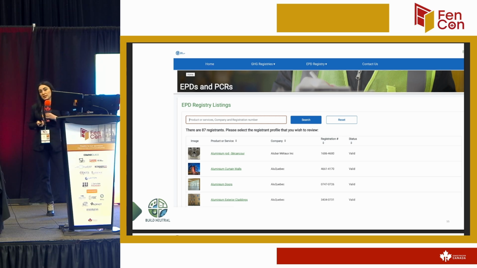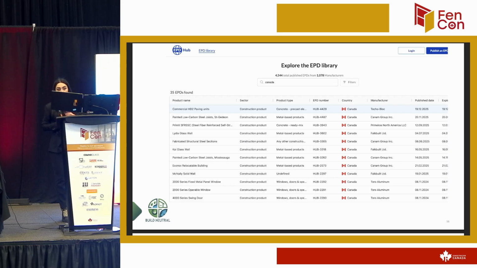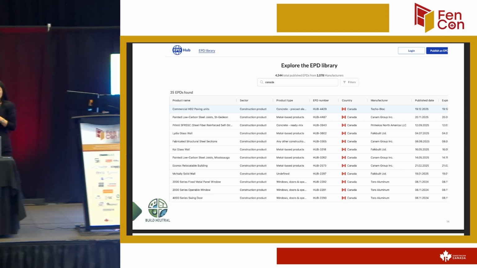And then we have CSA Group for Canada. Again, you can go to their EPD registry listings. We have EPD Hub. As you see, each of them has a different shape. This one gives us the country of the EPD, the sector, the name of the manufacturer, the published date.